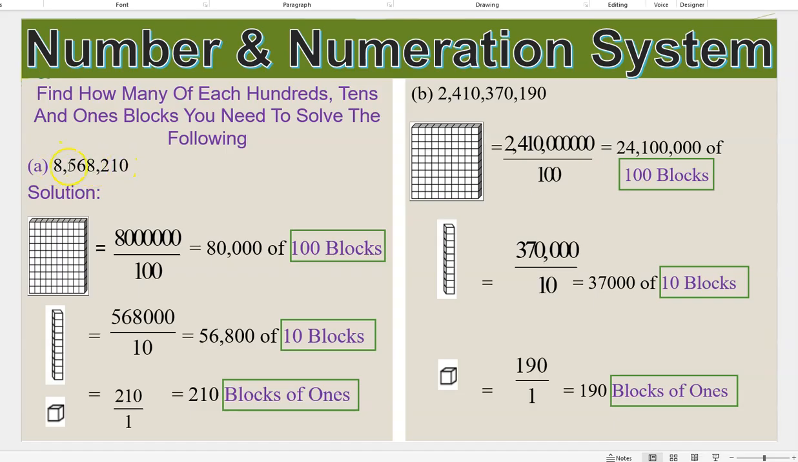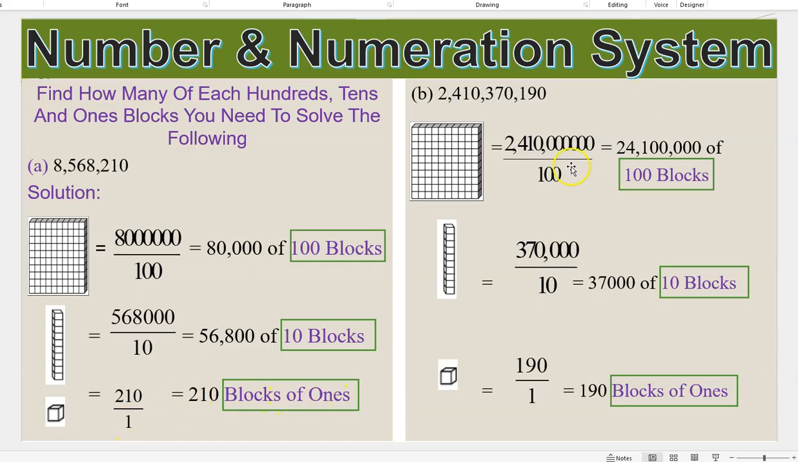So we have 8,568,210. Let's separate 8 million here. We are going to use hundreds. So when you divide 8 million by 100, you get 80,000 of 100 blocks. Then we move to 568,000. So 568,000 divided by 10, we get 56,800 of 10 blocks. And then lastly, we have 210. So 210 divided by 1, the one block or ones, we get 210 blocks of ones.